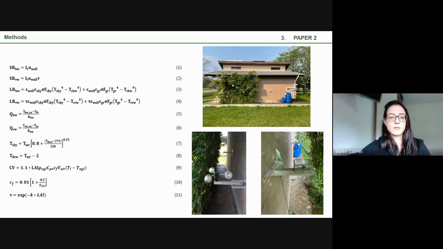So here you can see some equations based on the Susarova's method, and these equations take into account many parameters, such as the wall and sky and ground emissivity, the temperature of the ground, the temperature of the surfaces, and each one of those parameters was either assumed or monitored in the camp.